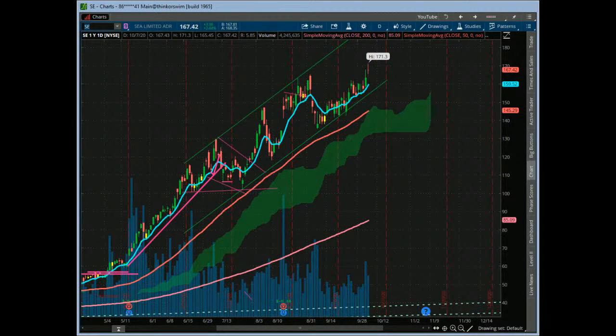SE still working its way up the channel, right? So fresh all-time highs there. A bit of a doji. So see if it turns into a doji sandwich from yesterday's green day. Relative strength from yesterday. So good stuff there.